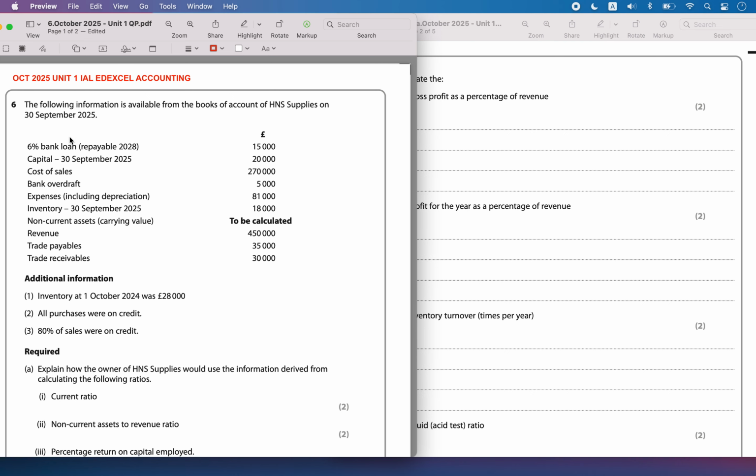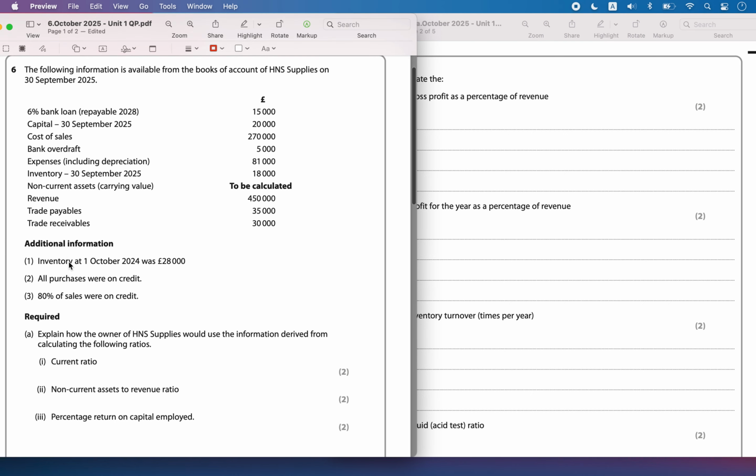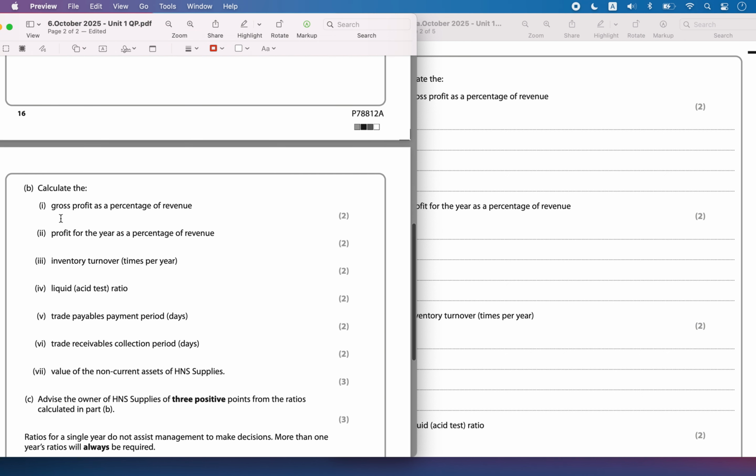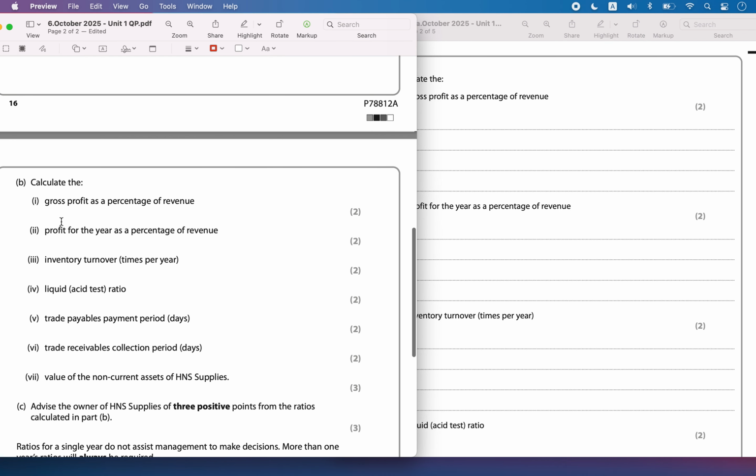So this is the information they have given, everything about the assets and liabilities. Then additional information is given, like inventory at the 1st October was this much, all purchases were credit and 80% of the sales were on credit. Here we are trying to solve part B of the question, which is all about the ratios.